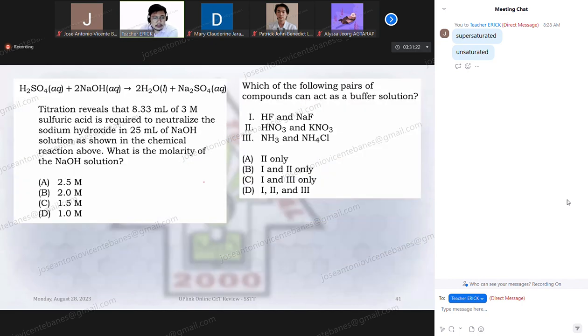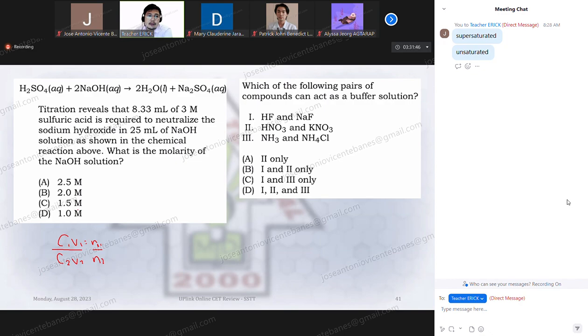Next slide. So this is C1V1 over C2V2 equals N1 over N2, to get the missing value for your titration. Based on the concentration, we want to make sure that we get the correct number of moles and the correct concentration.